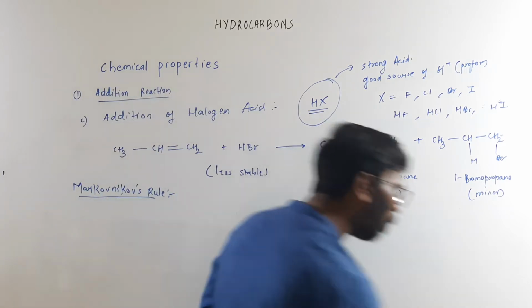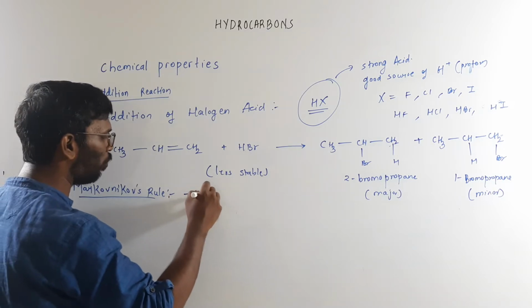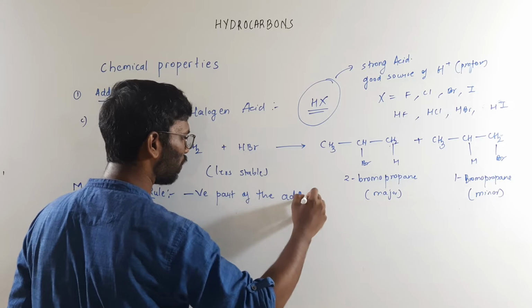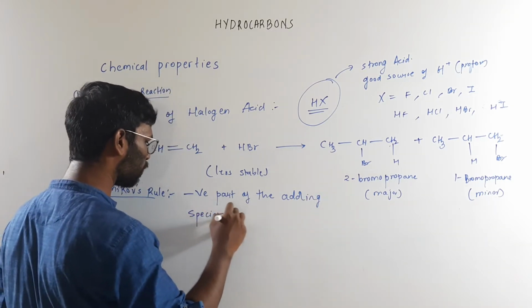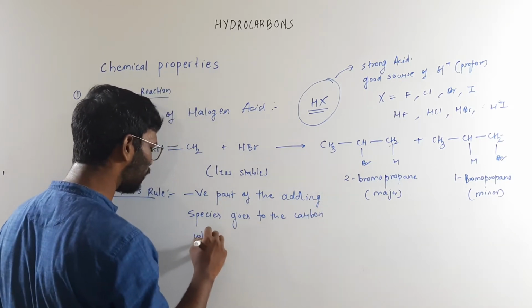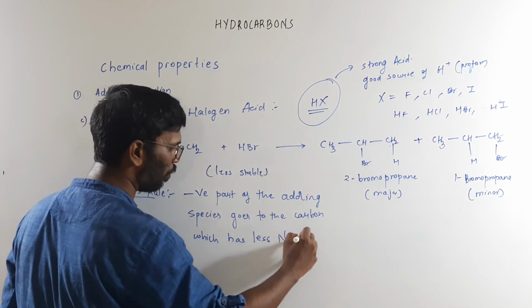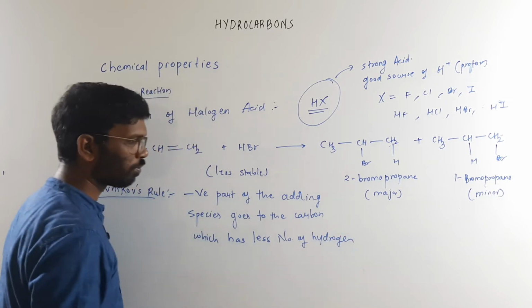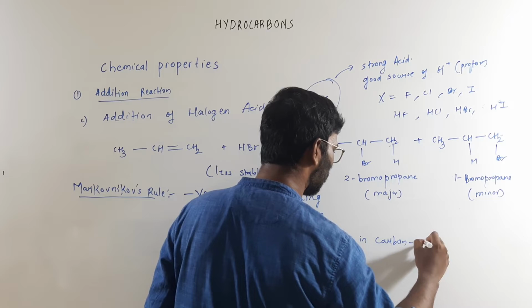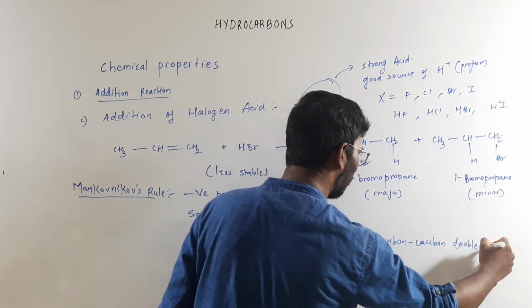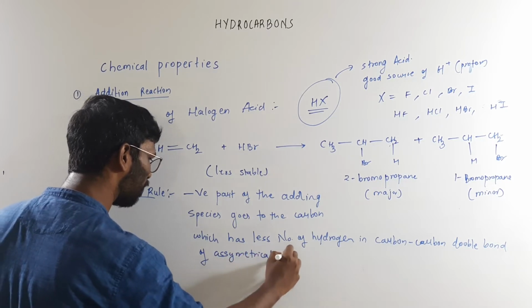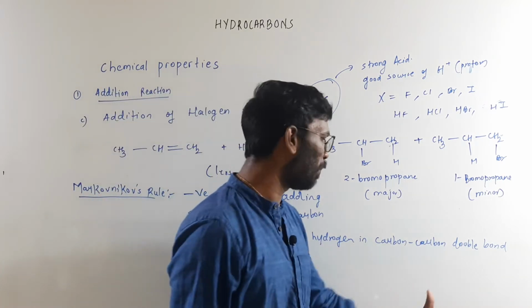This rule says that the negative part of the adding species goes to the carbon which has less number of hydrogen in the carbon-carbon double bond of an asymmetrical alkene. Asymmetrical alkene means like this.